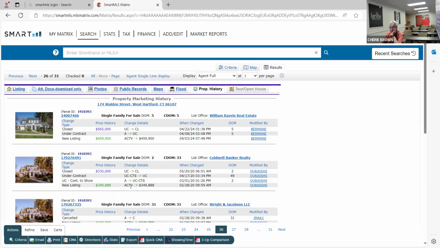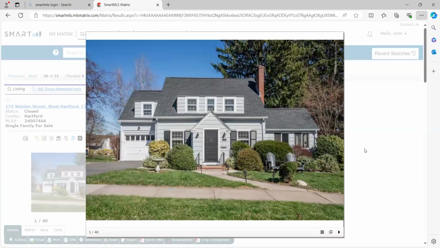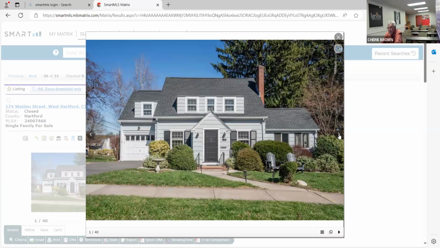Property history. It closed back in May of 2020 for 330,000. And now we are 4 years later, and they come on at 459,900. It goes under contract very quickly and closes pretty quickly. One car attached garage.